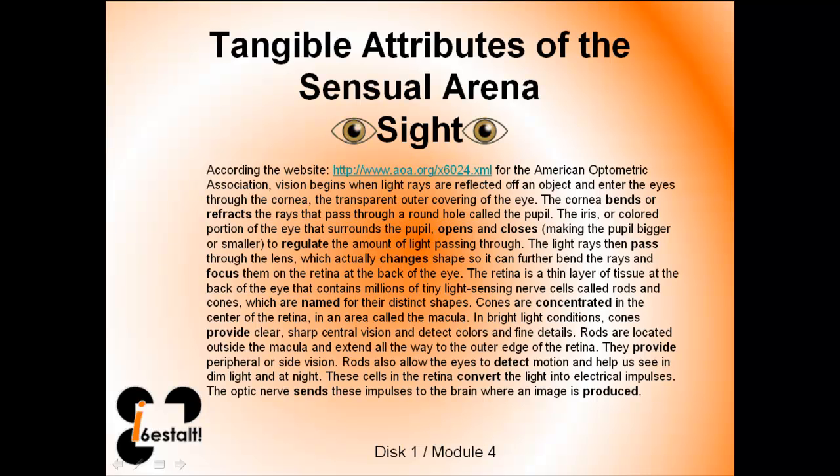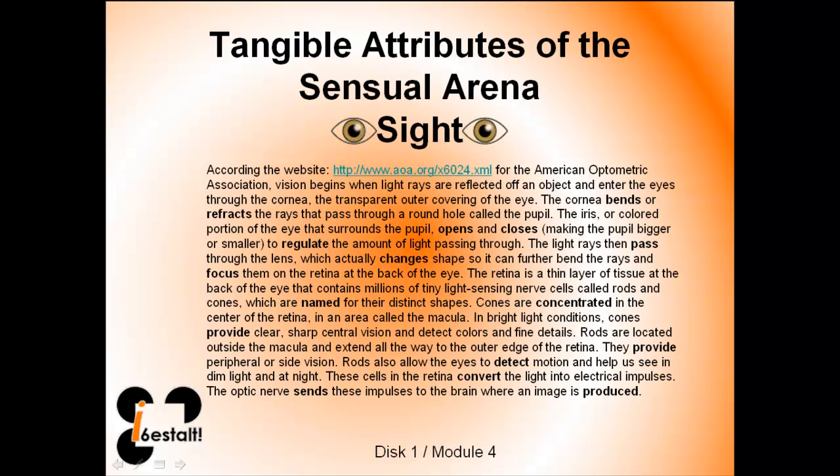The light rays then pass through the lens, which actually changes shape so it can further bend the rays and focus them on the retina at the back of the eye. So the back of the eye, or the retina, is really the beginning stage of where this electromagnetic radiation, or this light, is beginning to focus and beginning to get transmuted into an image and into a signal that your brain can process.